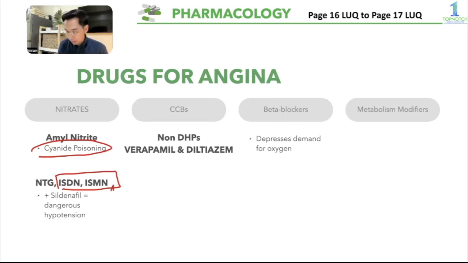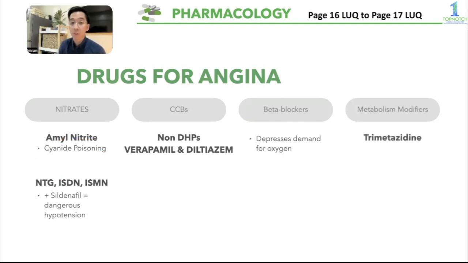Okay? Next, similar, no? Beta blockers also depress the demand for oxygen. And lastly, we have your metabolism modifiers. We have your trimetazidine, we have your ranolazine, and your ivabradine. So among these three, no, yung ivabradine yung ginagamit din sa ating angina, no? It acts on the funny sodium channels na tinatawag natin.